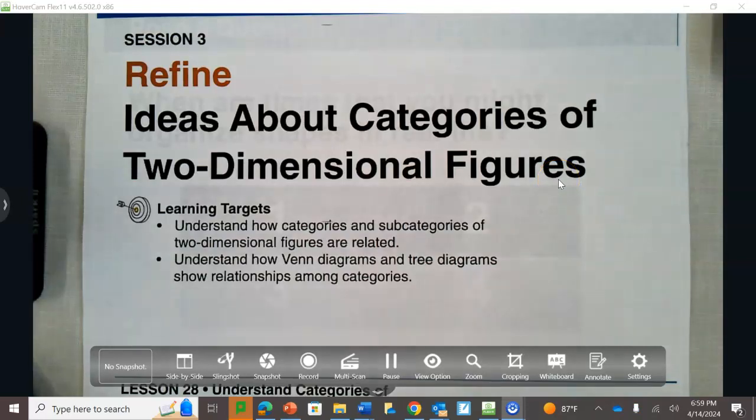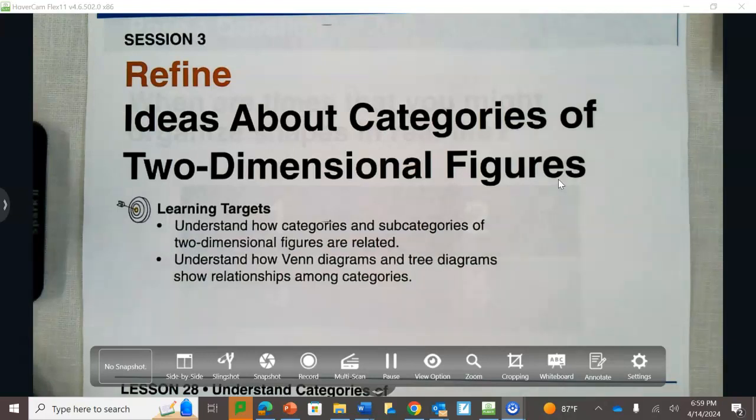This is session 3, Refine Ideas about Categories of Two-Dimensional Figures. So that's a long title, kind of a target for us. In easier words, we are organizing shapes based off of their characteristics. So we're looking at the shape's attributes.